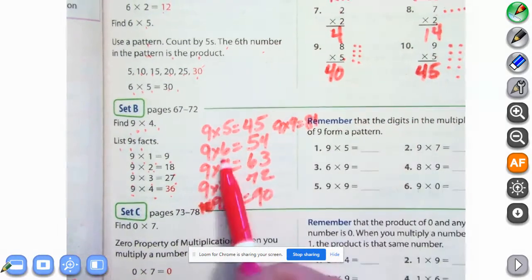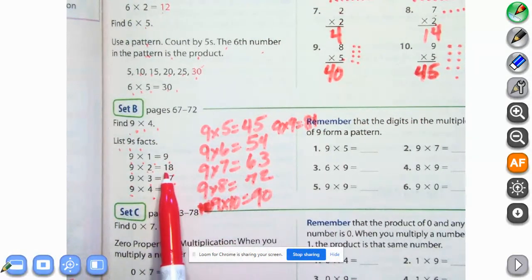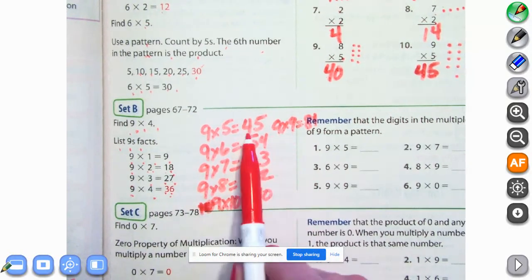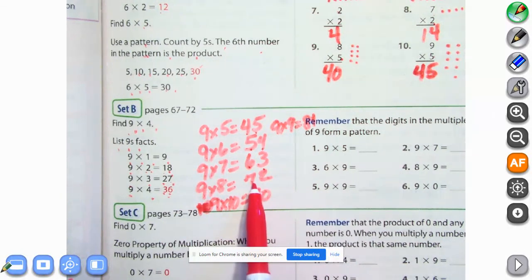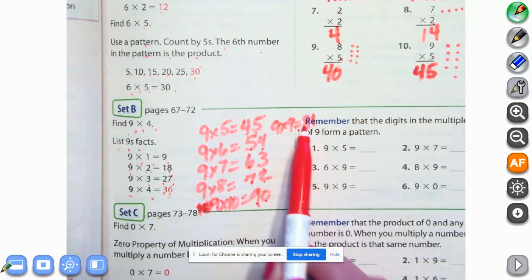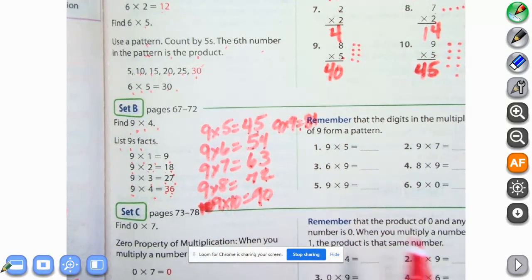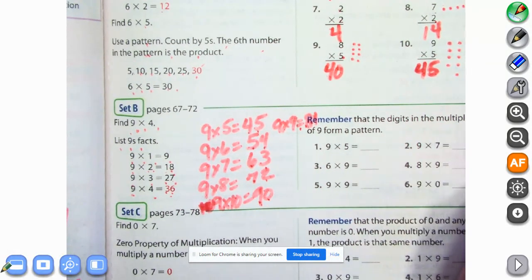Now let's look back at the answer. If we add them together, 1 plus 8 is 9, 2 plus 7 is 9, 3 plus 6 is 9, 4 plus 5 is 9, 5 plus 4 is 9, 6 plus 3 is 9, 7 plus 2 is 9, 9 plus 0 is 9, 8 plus 1 is 9. All right, remember that the digits in the multiples of 9 form a pattern. Okay, so there's our pattern.